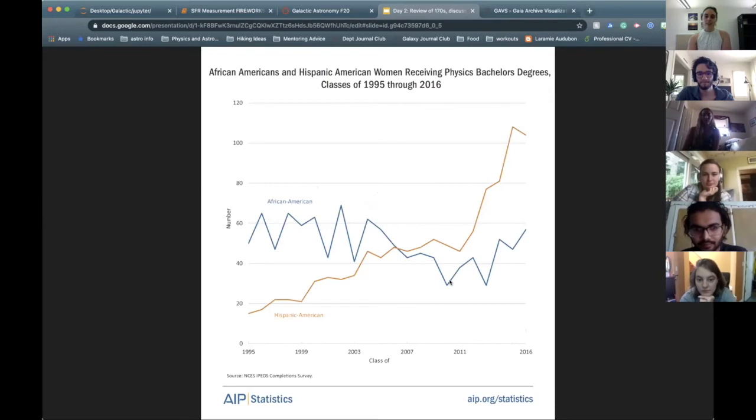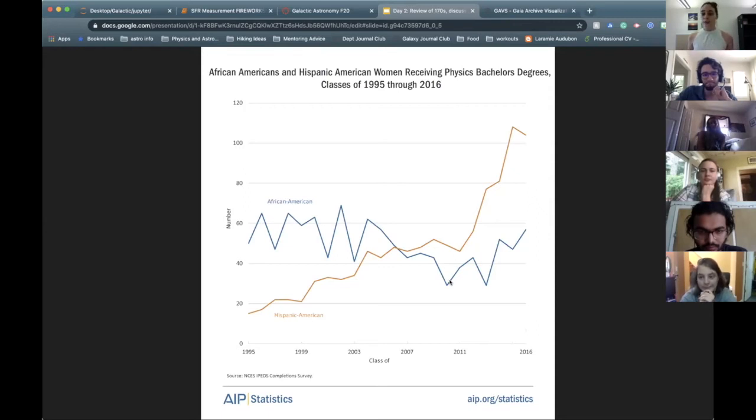This, of course, we also can see, if you look at non-white races in physics, there is some change, but it's slow and it's not exactly what you might hope. So this is a physics study looking at African American and Hispanic American folks getting bachelor's degrees in physics specifically, from 1995 to 2016. And there's some change, but again, it might not be. And this is not a percent, it's a number.